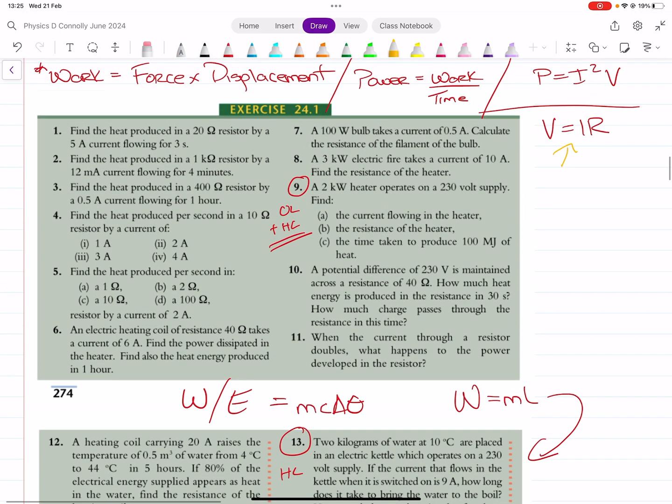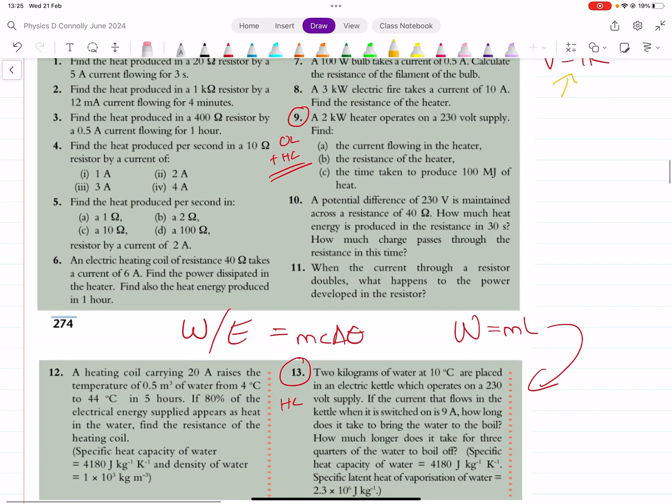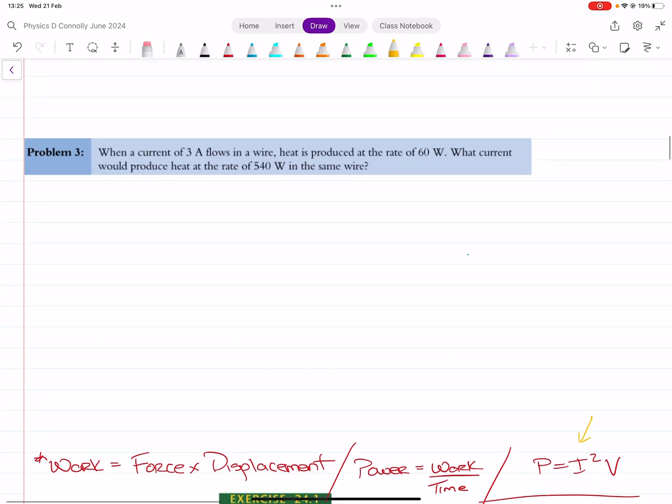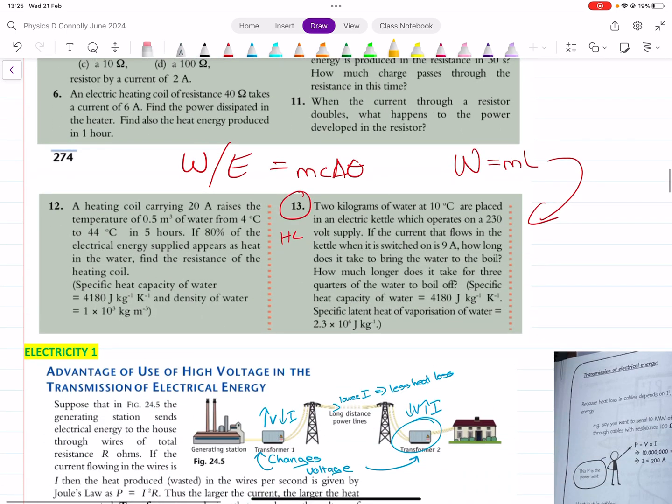So will you please do question 9 and question 13? Okay. And I'll see you tomorrow, and we will do electricity 1, which is here, Joule's law.